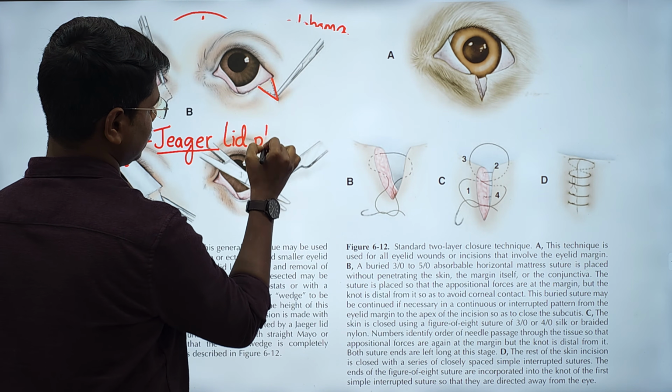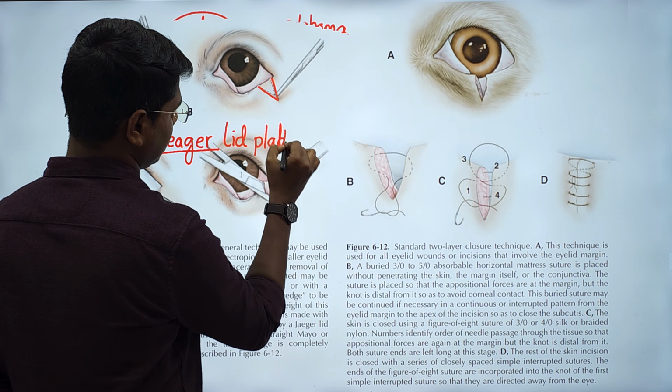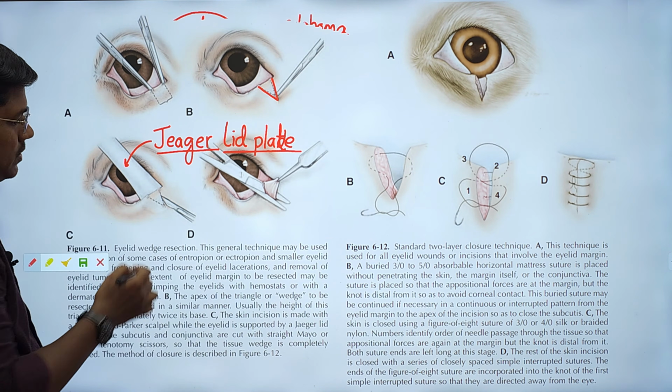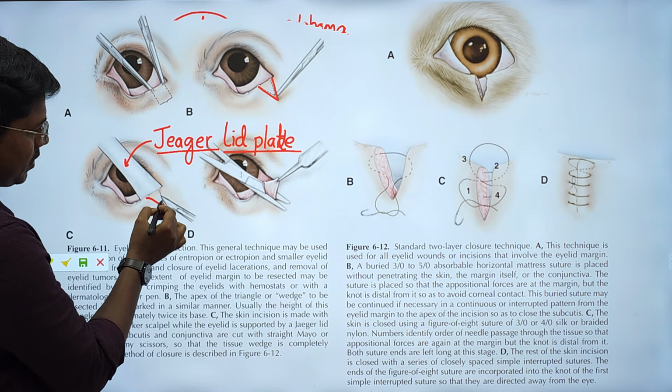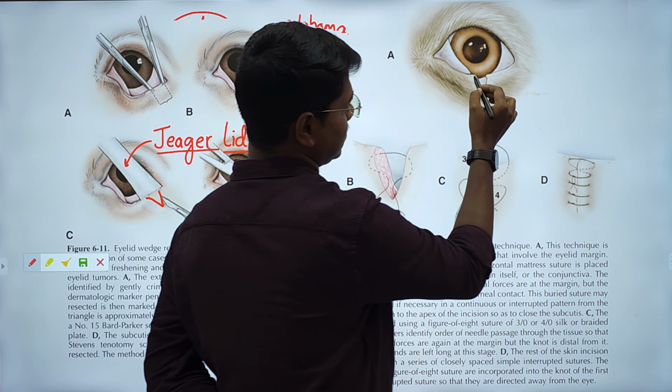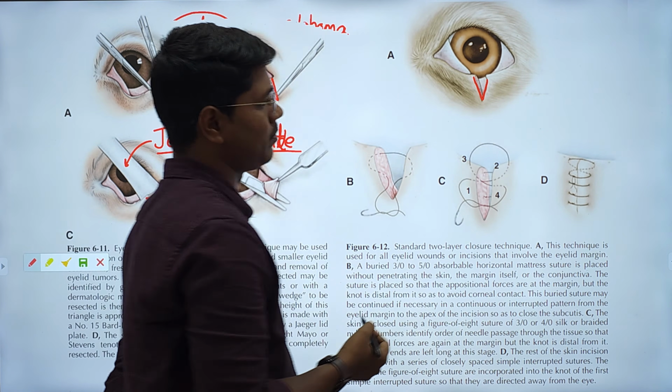The Jaeger lid plate is used so that while giving the incision, it should not injure the eye. Then you have to remove this particular portion. After this, this is the wedge which you have removed.